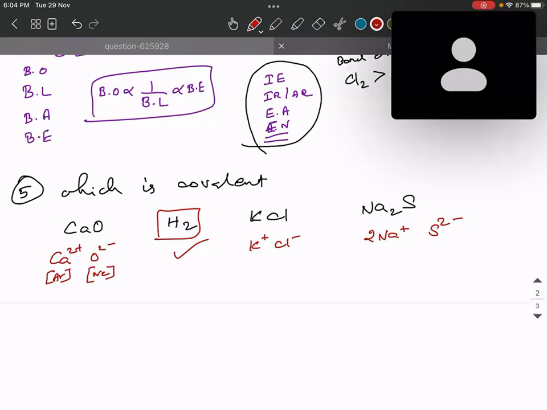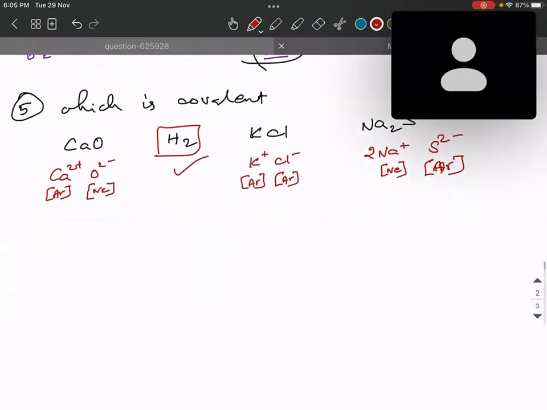The force which holds the calcium 2+ and the O2- together. Here also potassium 19, when it loses the electron, becomes argon. Chlorine 17, when it gains the electron, becomes the argon gas configuration. So they are isoelectronic, both K+ and Cl-. Sodium, when it loses an electron, will have the neon gas configuration. Na+ 11 becomes 10. Sulfur 16, then it becomes 18, the argon gas configuration. So these three are ionic. The only choice you have for covalent is hydrogen.